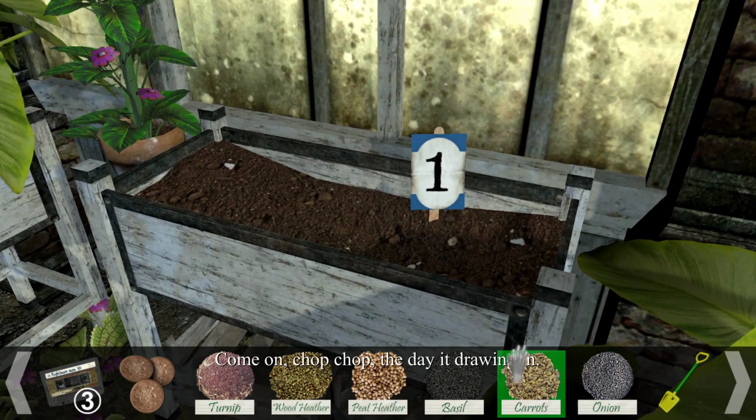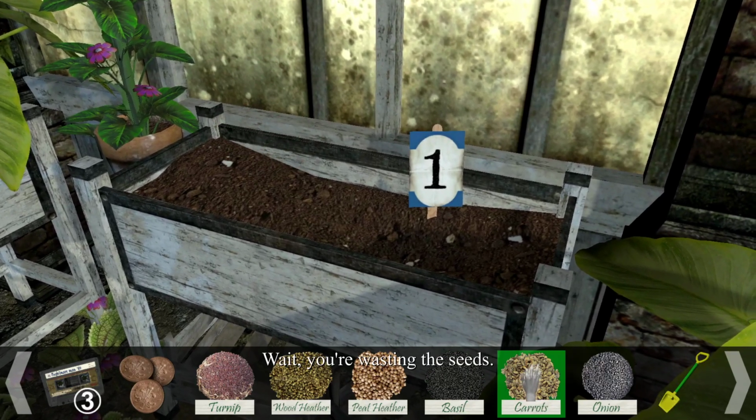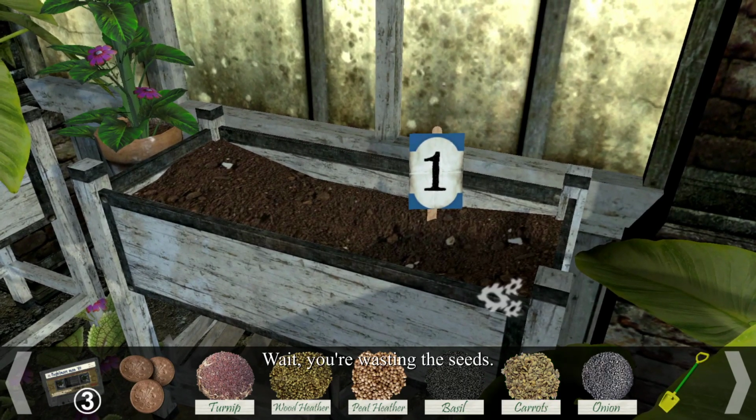Come on, chop! The day is drawing in. Wait, you're wasting the seeds.